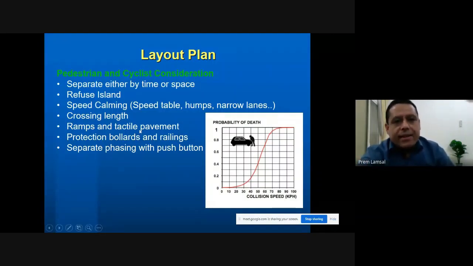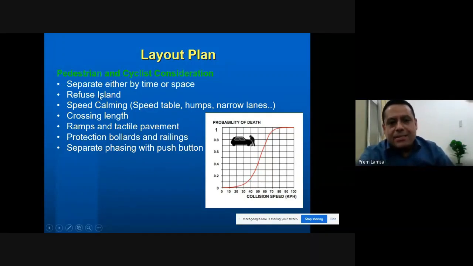The very first criterion we consider is to separate the pedestrian or cyclist from motorized vehicles, either by time or space. We cannot mix motorized vehicles and pedestrians and cyclists without any control type. It should be either by time or space.